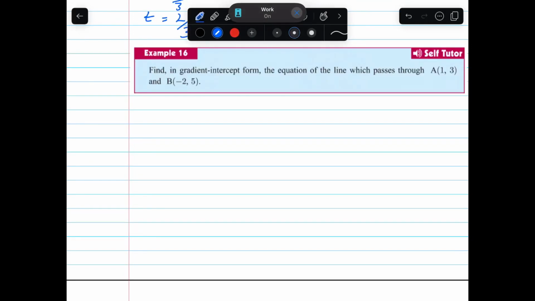In this example, we're going to find a line that passes through 2 points, point A and point B. Right, something like this. We're going to calculate the gradient of this line.